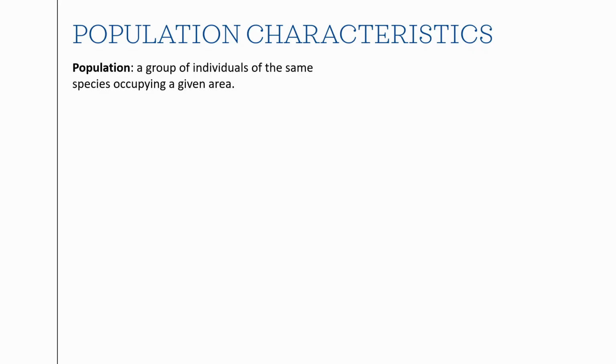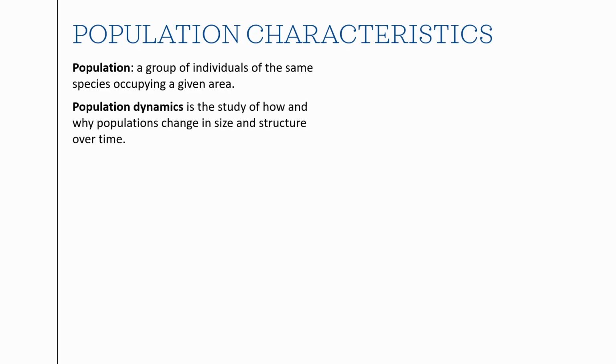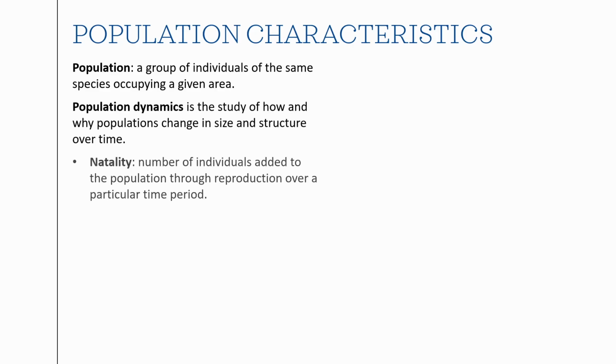A population is defined as a group of individuals of the same species occupying a given area at a given time. So we've talked about that as one of the levels of ecological study, that we can study things at the population level. Population dynamics is how a population changes over time.